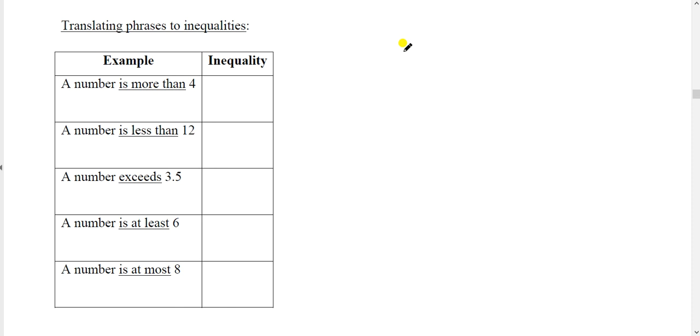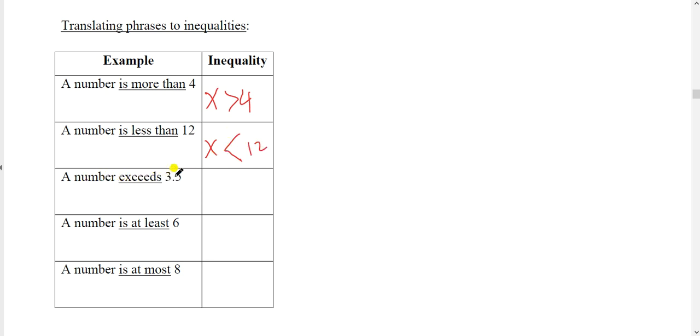Okay, the last example here, we are trying to translate the phrases to inequalities. So here we have a number is more than 4, so we call that number x. It's more than 4, that is bigger than 4, so we have x is bigger than 4. This is how we translate the phrases to inequalities. Now, a number is less than 12. Again, we use x to represent the number, and it's less than 12, simple.